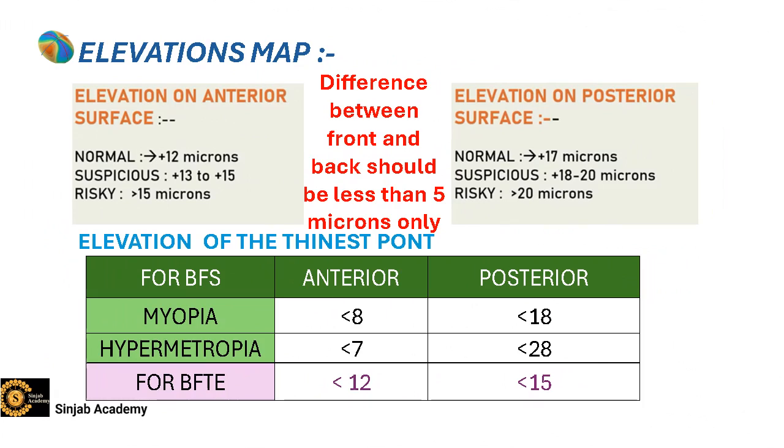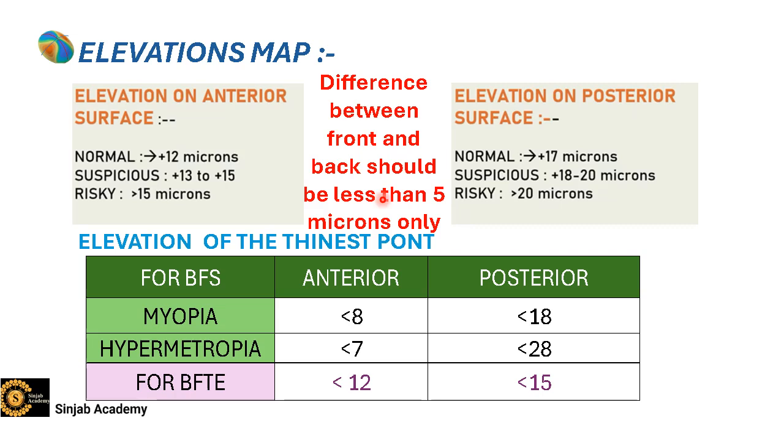Some of the cutoff values for the elevation map, as taken from Dr. Sinjab's assumption in Sinjab Academy, are that if the elevation on the anterior surface is more than 15 microns, it is highly risky, and if the elevation over the posterior surface is over 20 microns, it is highly risky. And if the difference between the anterior and posterior elevations is more than 5 microns, it is also highly risky.